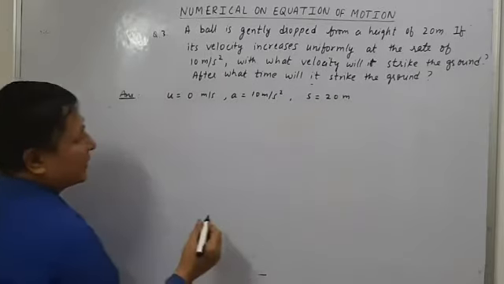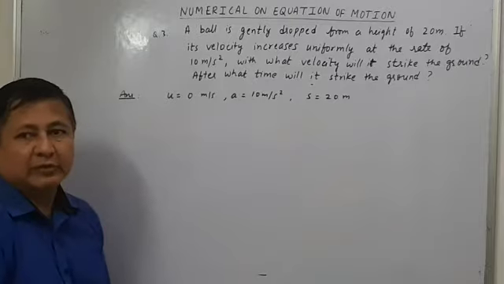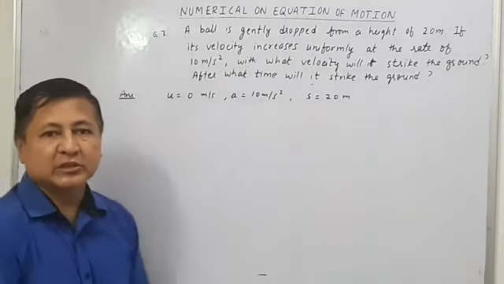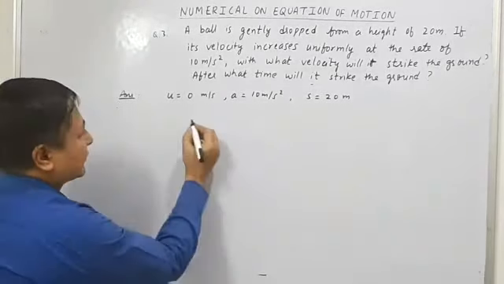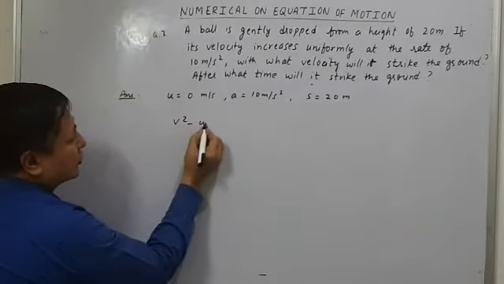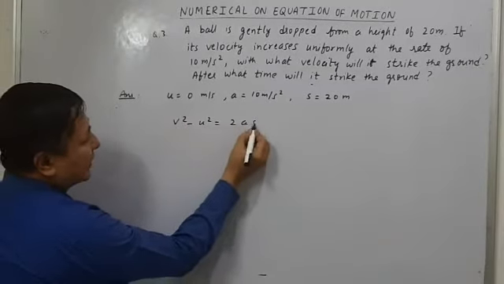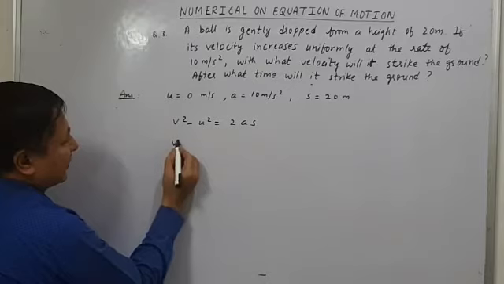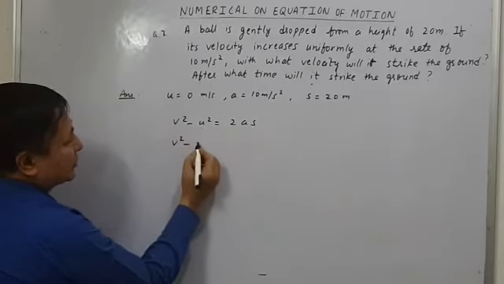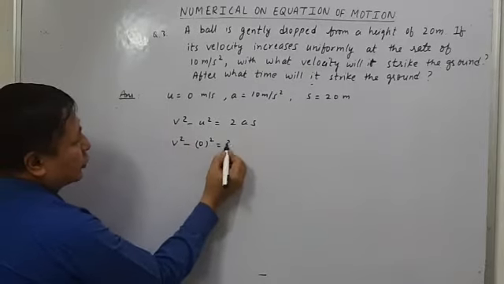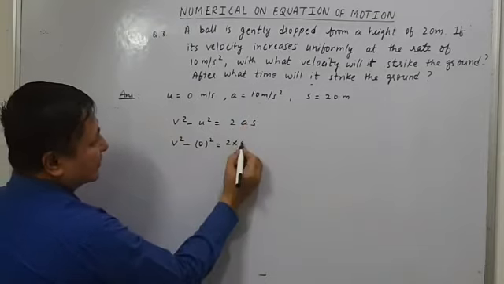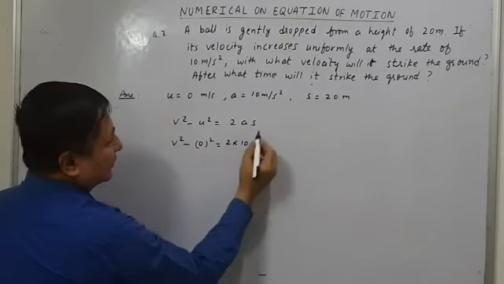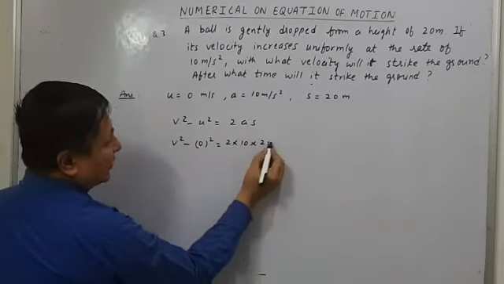Now we have to find when it will strike the ground, what will be its velocity. We will be using the third equation of motion, that is v square minus u square is equals to 2as. Final velocity we have to calculate. Initial velocity is 0. Acceleration is 10 meter per second square. Distance or the height is 20 meter.